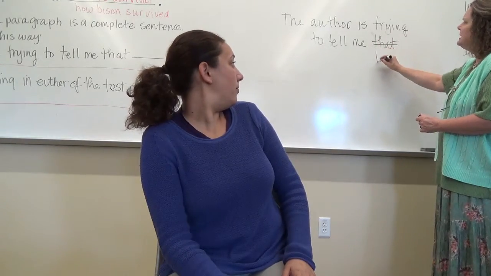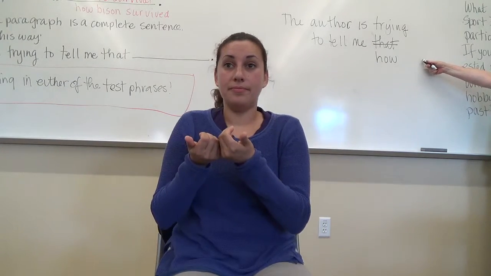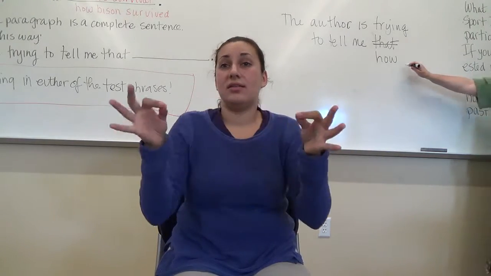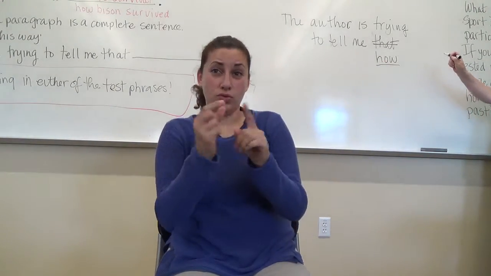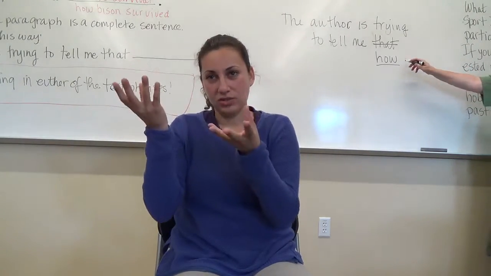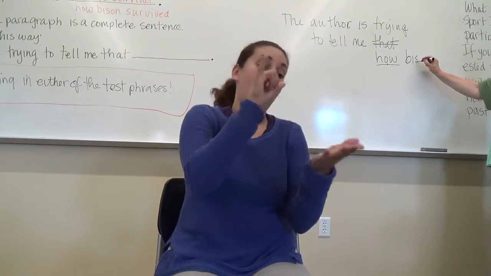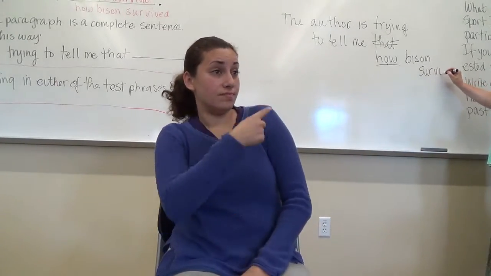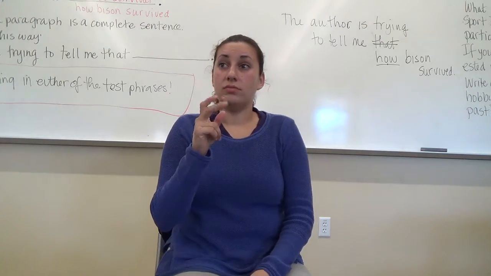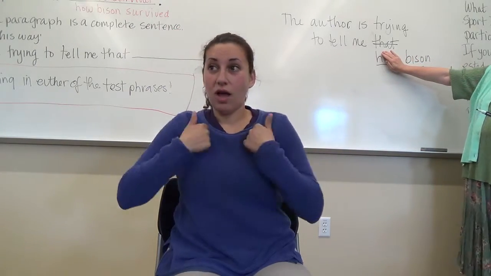If you change this to how, it might come out to be a complete sentence, but using how here is going to lead you to less information, okay? What people often do with this is they change this to how in their minds. This still is a complete sentence. Okay, the author is trying to tell me how bison survived. That's a complete sentence, and as we said, this is also a complete sentence.